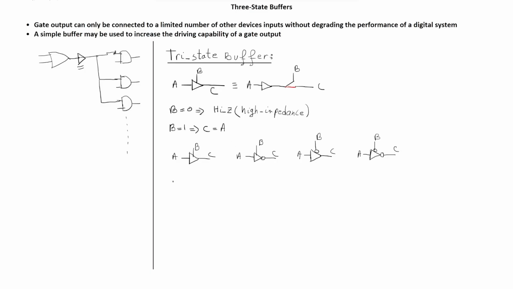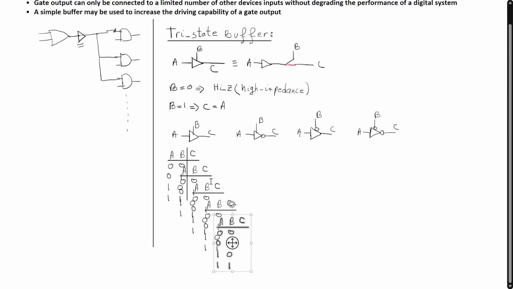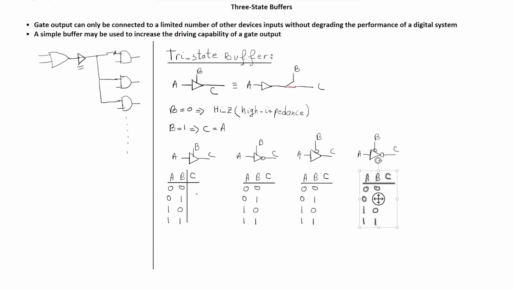So let's see the truth table for each one. In the truth table, we have two inputs A and B, and then we have output C. For the A-B combinations, there could be 0 0, 0 1, 1 0, and 1 1. Let me make 3 copies of this table here. And now let's fill these tables.